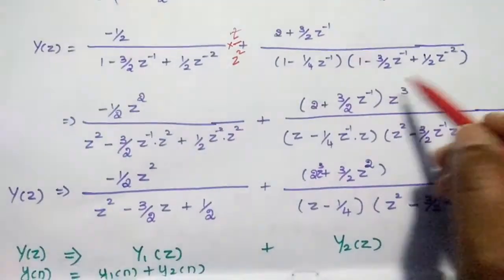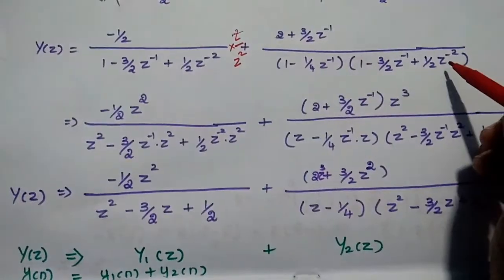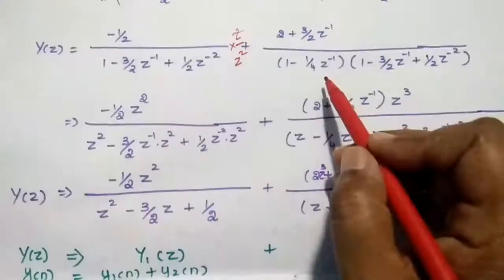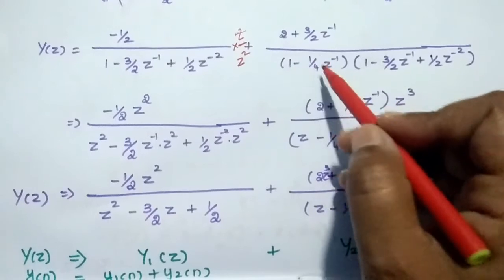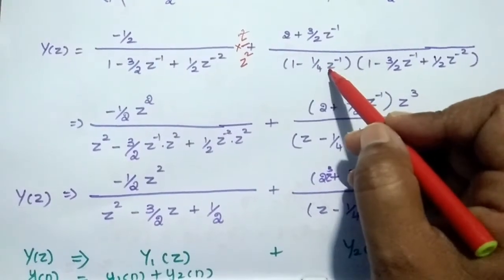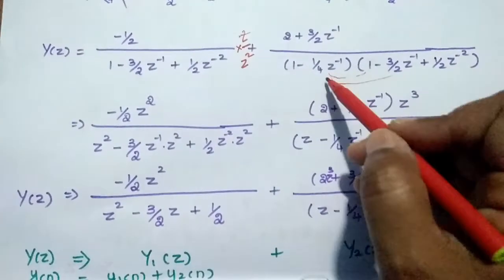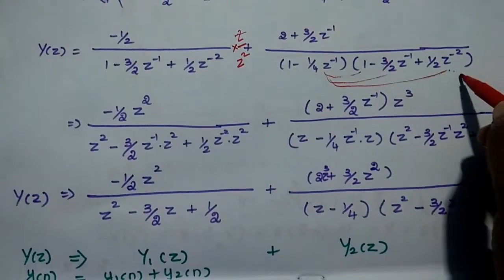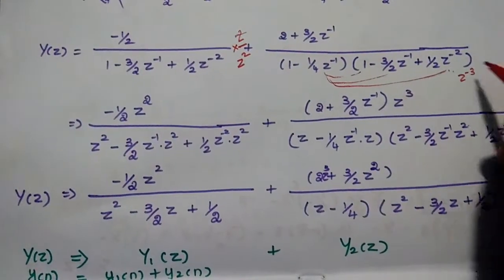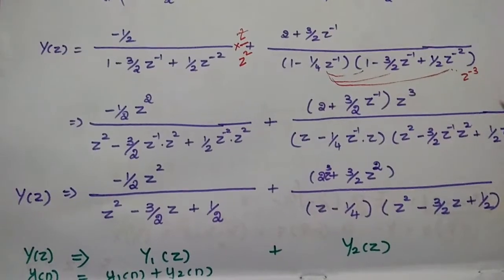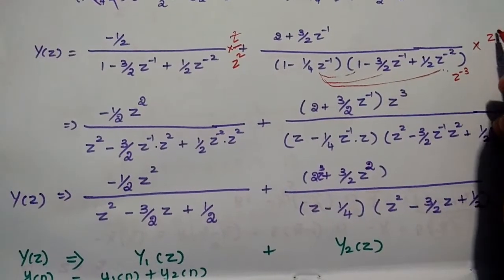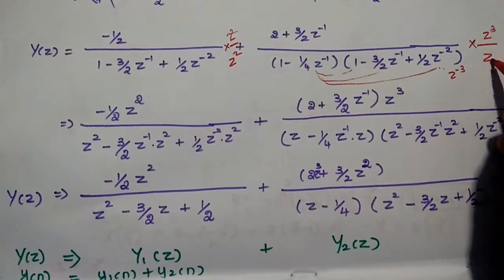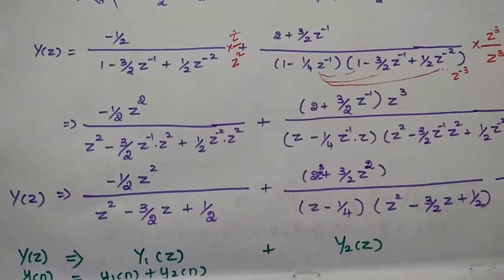Okay, so in this part, the largest value is what? Not z power minus 2, because there is one more value here, 1 minus 1 by 4 z power minus 1. If I multiply this value with each term inside, this term becomes what? Z power minus 3, right? So here the highest power is z power minus 3. So what are we going to do? We are going to multiply and divide by z power 3 for this part.